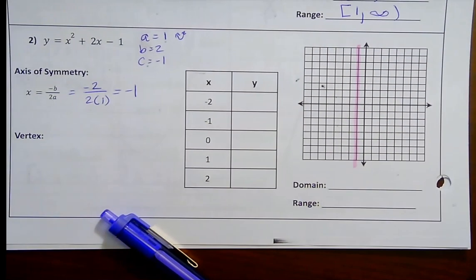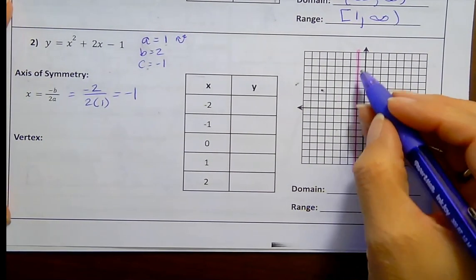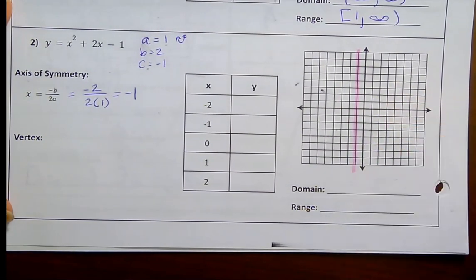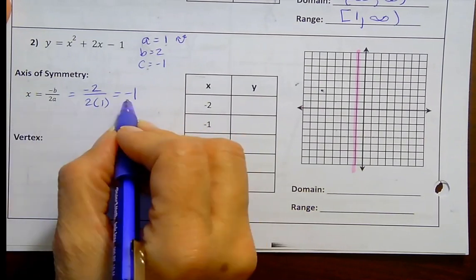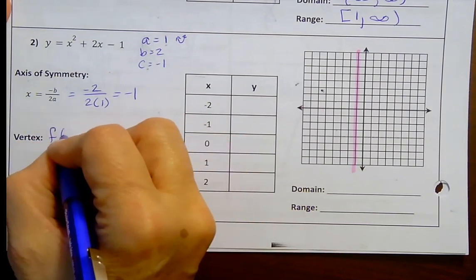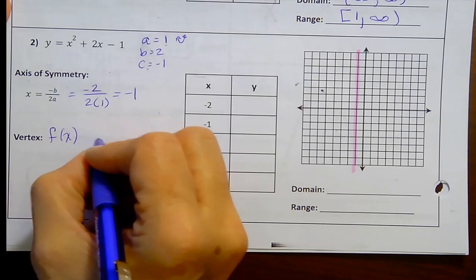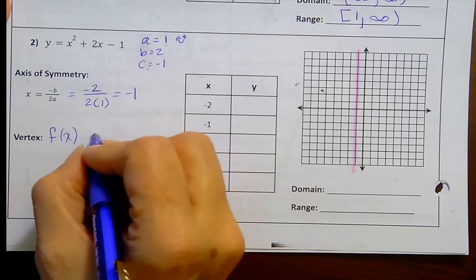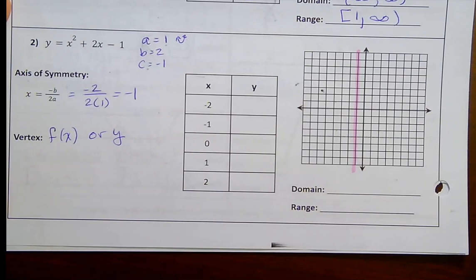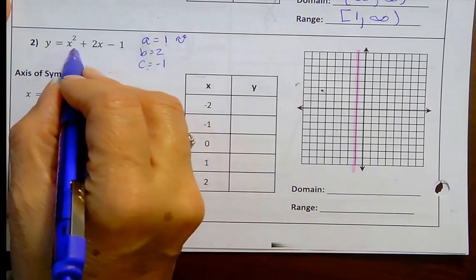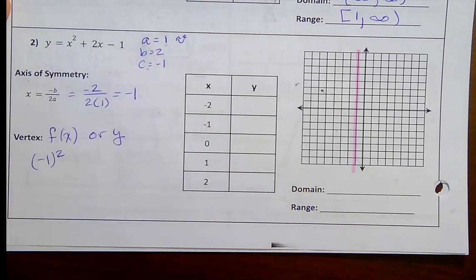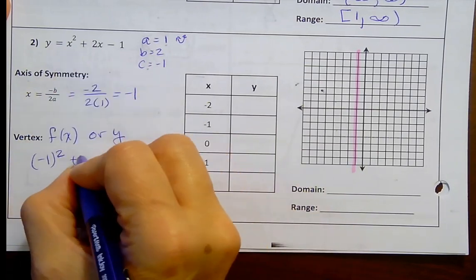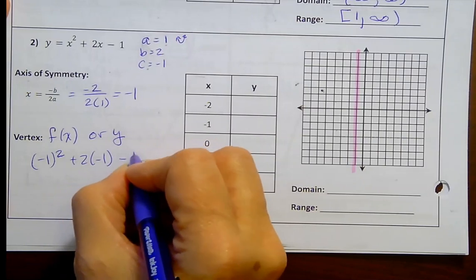I kind of like my pink line better. That's not quite as thick as the yellow. Okay. So I'm going to be graphing my axis of symmetry, and then I need to plot my vertex. Well, I know that x equals negative 1. So what would f of x be when x is negative 1? Or we can also think, what would y be, right? X equals negative 1, so let's plug it in. I have negative 1 squared, plus 2 times negative 1 minus 1.